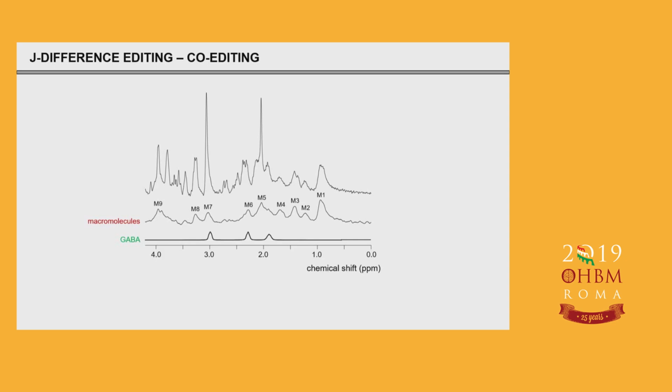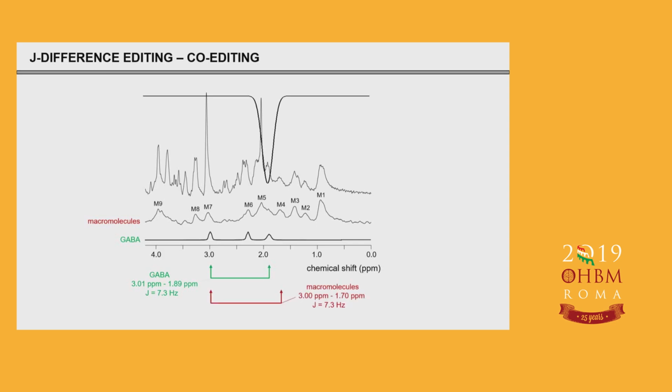Now, that would not be a problem if M7 is just a non-coupled spin system. It would just be subtracted out. Unfortunately, M7 does have scalar coupling. So let's have a look at the details. GABA4 at 3 ppm is scalar coupled to GABA3 at 1.89 ppm, and at J coupling, a scalar coupling constant, the separation in frequency between those two signals in a doublet is 7 Hz. Macromolecules, the M7 at 3.00 ppm, is scalar coupled to a peak at 1.7 ppm with roughly the same scalar coupling constant.